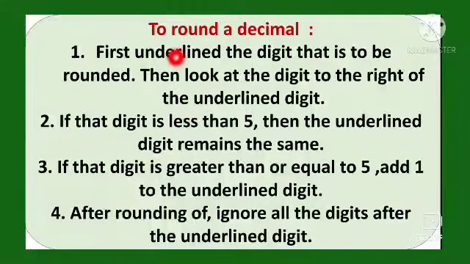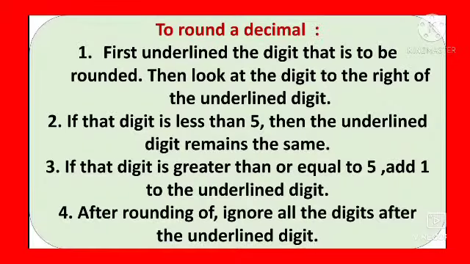Children, remember these steps to round a decimal. First, underline the digit that is to be rounded. Then look at the digit to the right of the underlined digit. If that digit is less than 5, then the underlined digit remains the same. If that digit is greater than or equal to 5, add 1 to the underlined digit. After rounding off, ignore all the digits after the underlined digit. Remember all these steps to round a decimal.